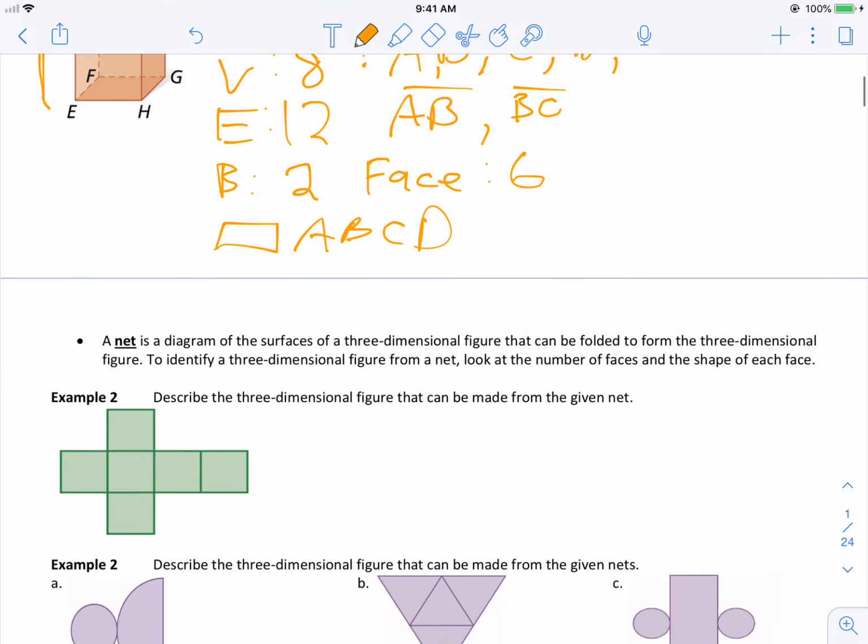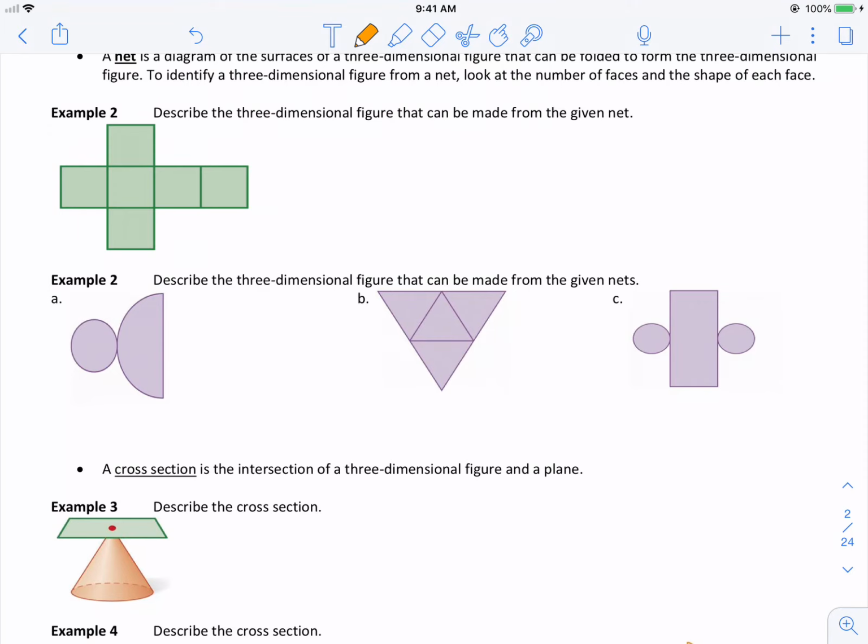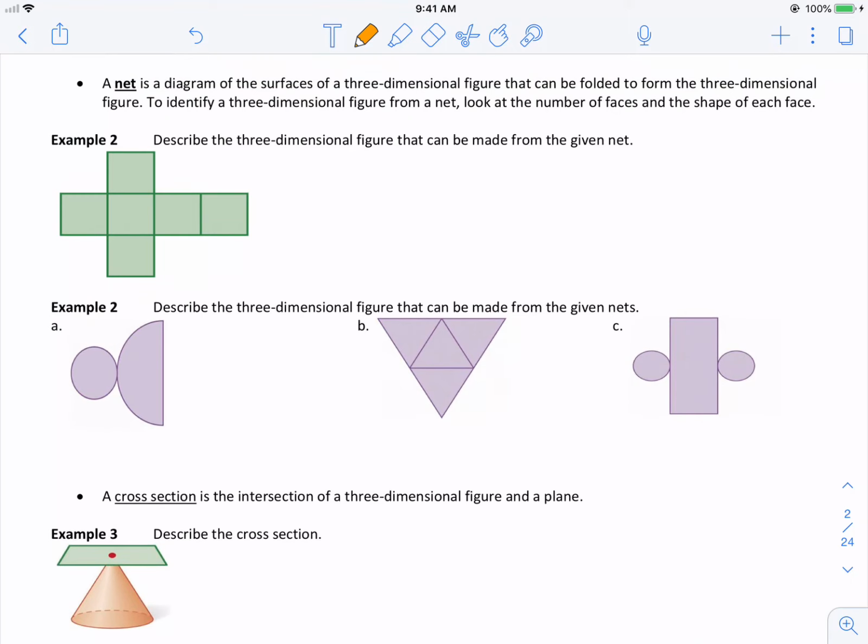Okay. Our next two, actually we have 2 example 2s, so we'll take a look at both of them, is talking about nets, and you see the definition of a net right there. It's a 2-dimensional representation of a 3-dimensional figure. This is probably a very familiar net that we see in our first example 2.